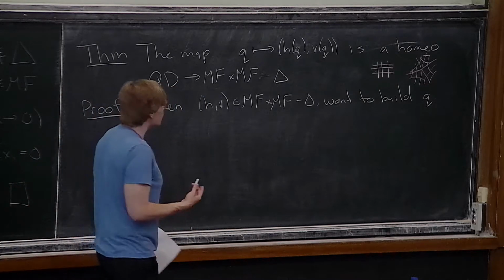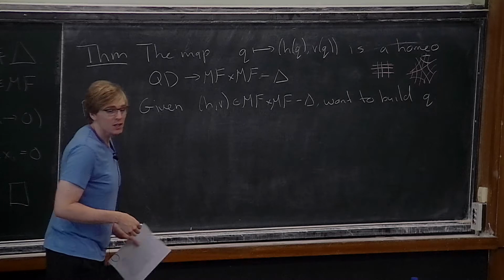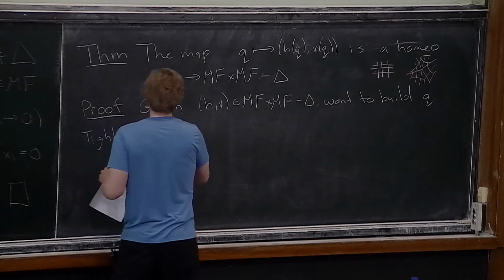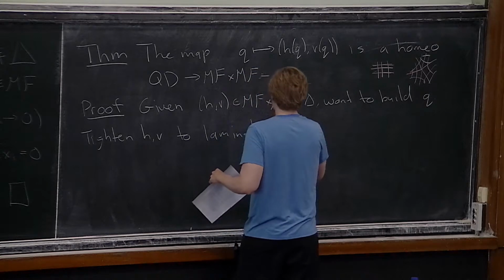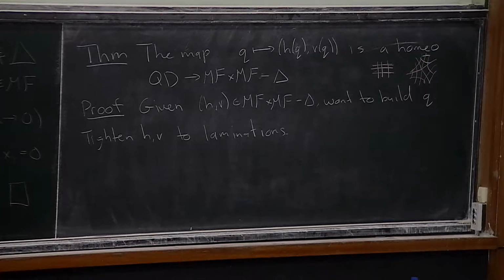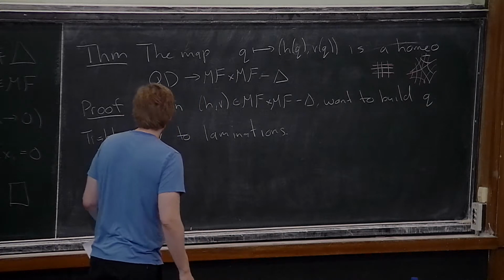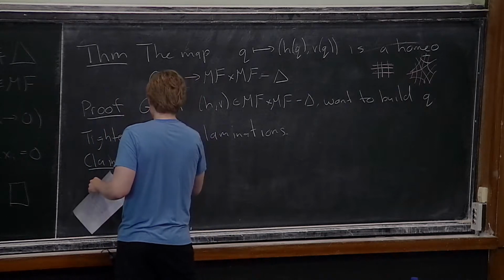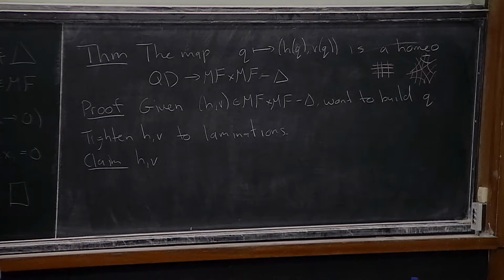It turns out it's easier to do this actually if we go back to the realm of hyperbolic geometry, which is sort of cool. So I want to tighten H and V to laminations. So I pick some arbitrary hyperbolic metric and I tighten them to get geodesic laminations. And then I'll make a claim about H and V, which I'm now considering as laminations. I'm not going to introduce separate notation for the lamination versions of them.